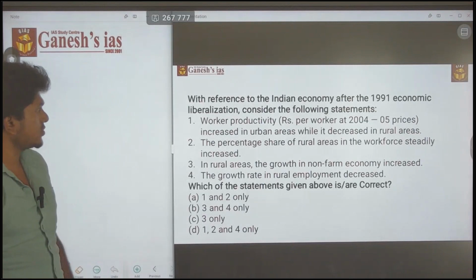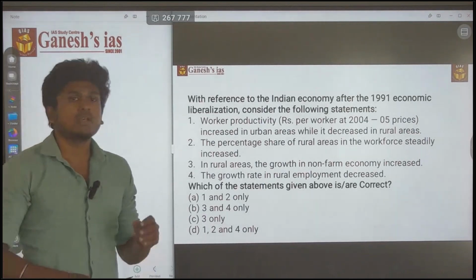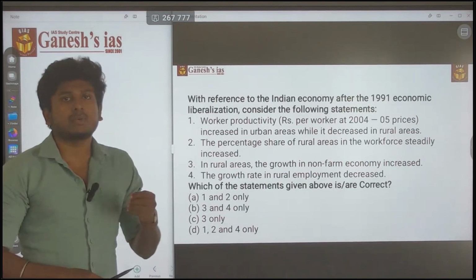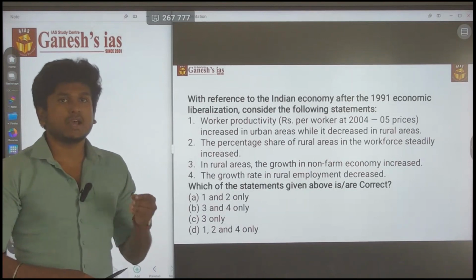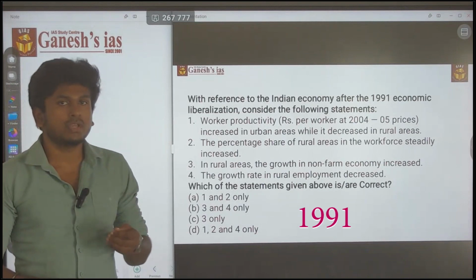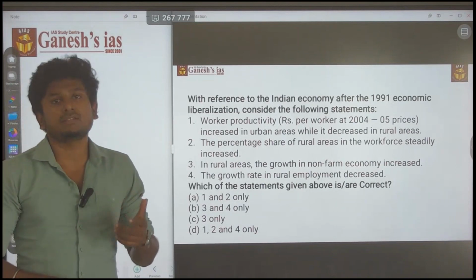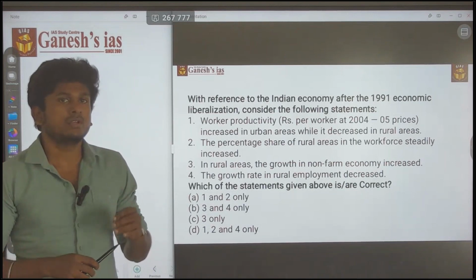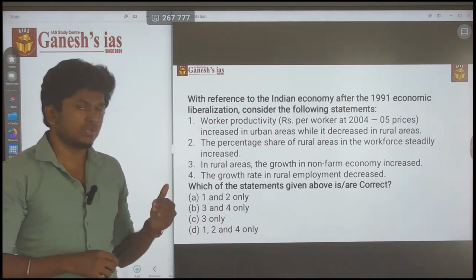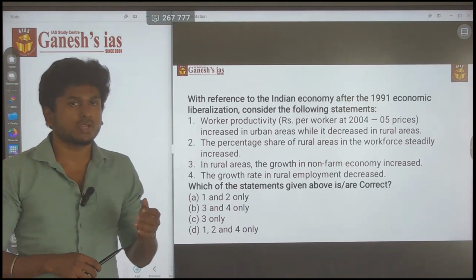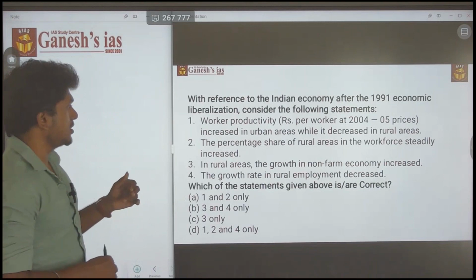So what liberalization means is that there were certain strict rules in trade and economic activities, which were relaxed after 1991. That is called liberalization. This is the broad idea about liberalization. Now just get into this question, and try to find the answer by eliminating statements. Just look at the second statement.